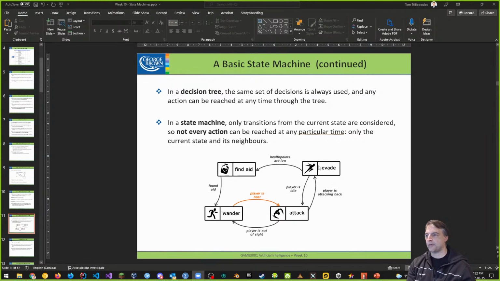If I'm here, I'm evading, and the only place I can go from evading is either back to attack, or I can go over to health points are low. I can transition to first aid, right? Which means go find first aid. If I've found first aid and I've healed myself, then I go back to wandering. So there's no way of going back to attack the player again, which again is a very simple example of a state machine, some decisions that are being made.